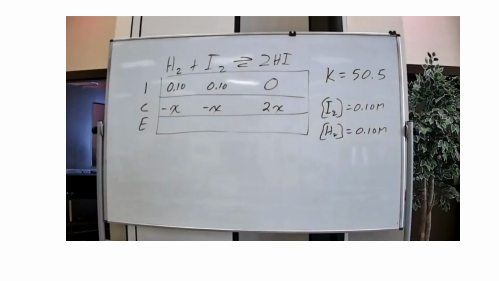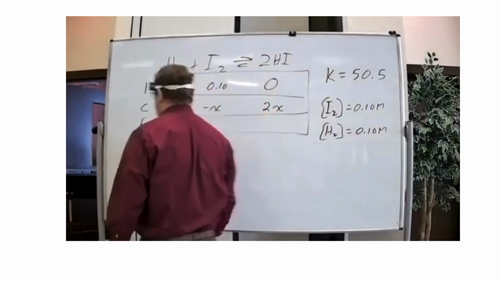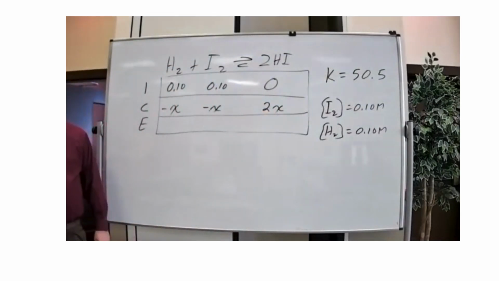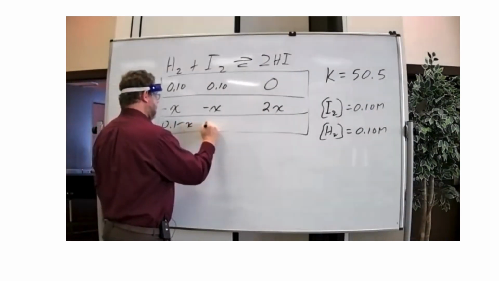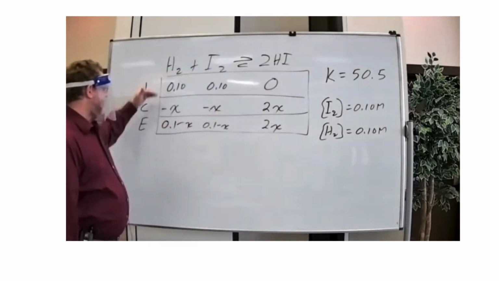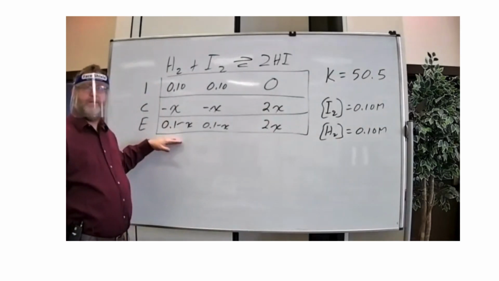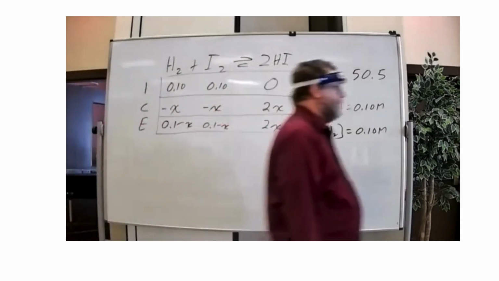See how hard this isn't? Where do I get the numbers in front? The coefficients. How do I determine everything on one side is negative, everything on the other side is positive? So far, we just know if it's 0, it has to be a positive one. It has to increase. We'll look at some more with that. Now, in this case, 0.1 minus X, 0.1 minus X, and 2X. If I add the initial and the change, I get the equilibrium value. All I've done is added the two lines together.